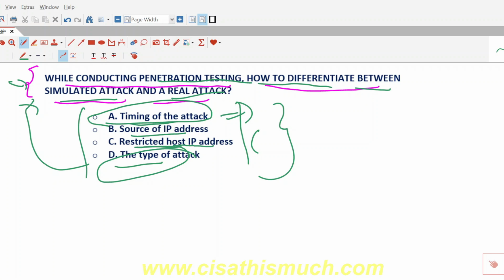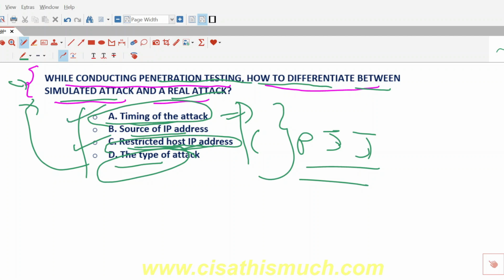Option number C, source restricted host IP address. Again, what is the primary purpose? As I have discussed, the primary purpose of doing the restriction is we don't want to touch some sensitive servers which might be carrying PII, personally identifiable information, sensitive customer data. We might have data privacy laws. We don't want to get into trouble by taking the huge risk of attacking our sensitive servers. So for C, the primary purpose is different.